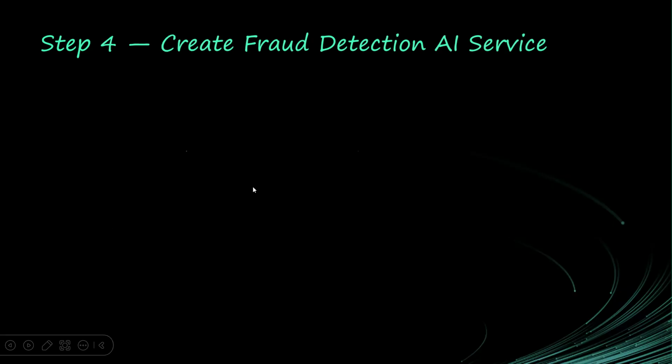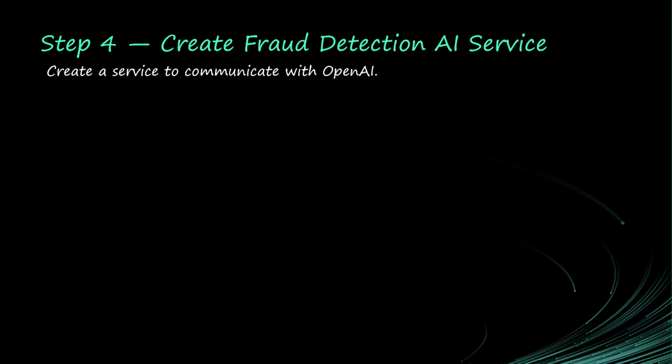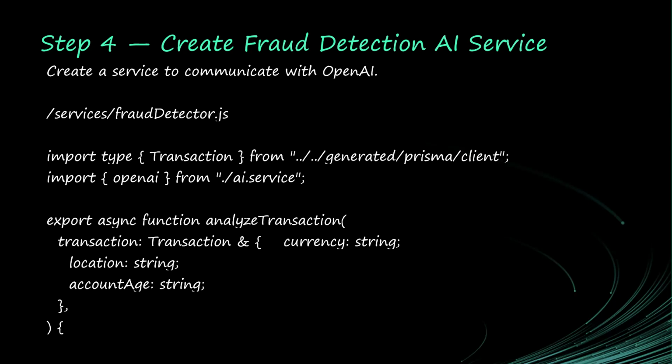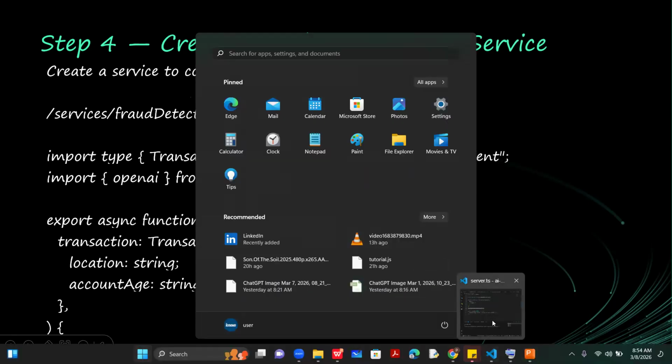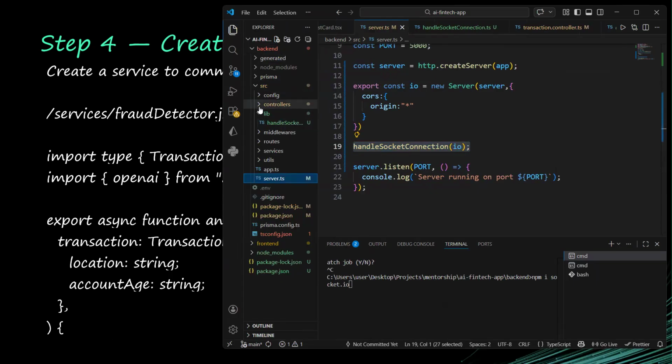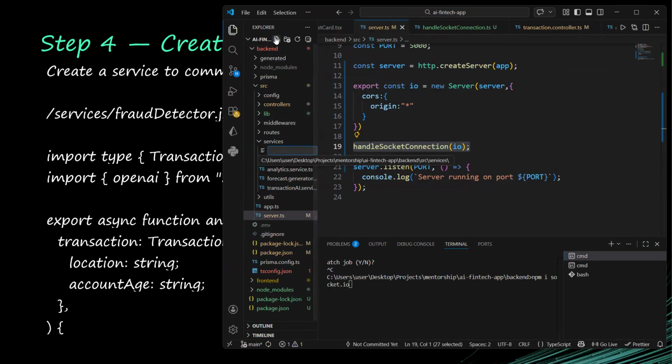All right. Now, let us create our fraud detection AI service. So now we are going to create this file. Inside of my backend, inside of my services, I will create a file and call it fraud detection dot service dot ts.